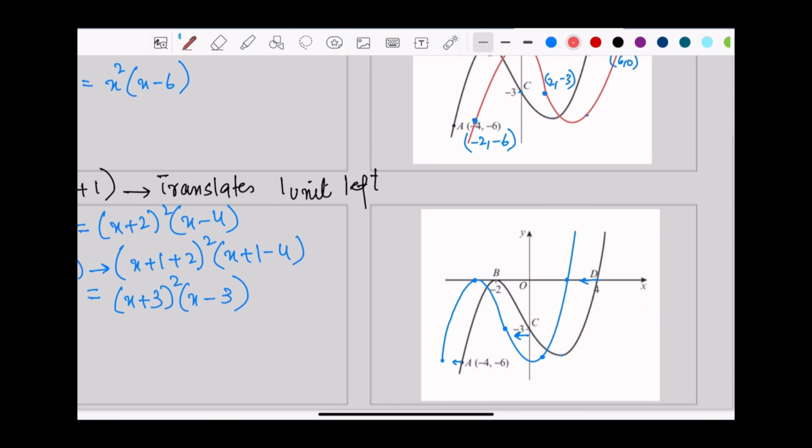So write the coordinates. So the point D, which was at 4, 0, after moving 1 to the left is going to be at 3, 0. This point here, which is C, after moving 1 unit to the left is going to be -1, -3. This is going to be -3, 0, because after moving from -2 to the left 1 unit is going to be -3, and this point here is going to be -5, -6.